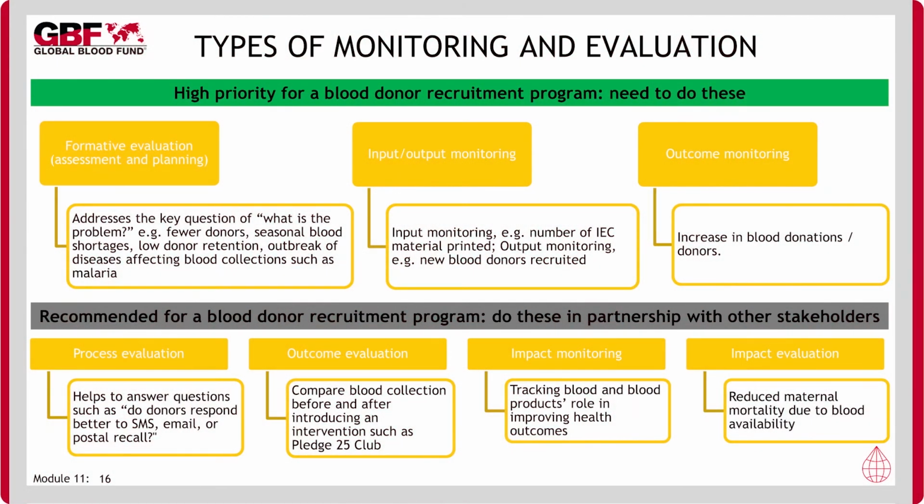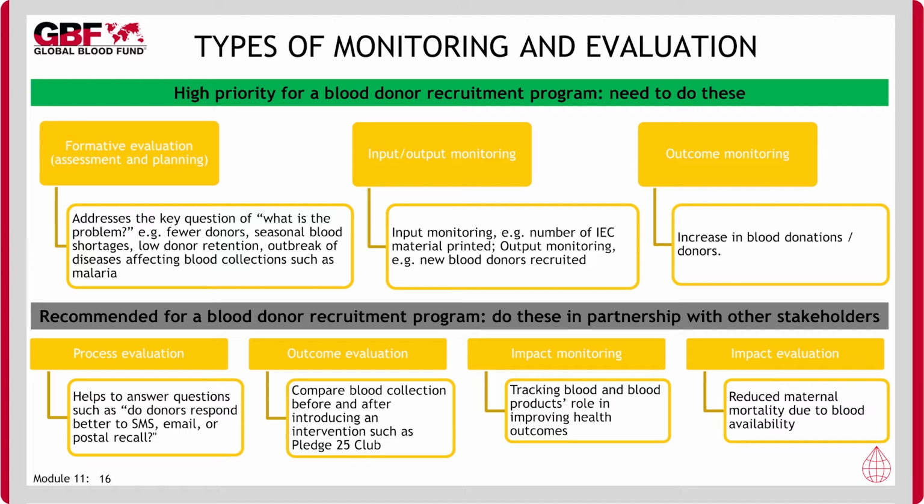There are different types of M&E activities that can be undertaken for a blood donor recruitment program, and we highlight these here. The formative evaluation is the assessment and planning. The objective here is to collect the information and data needed to plan the blood donor program and initiatives. The data at this stage may describe the needs of the stakeholders, such as blood donors, staff, patients, funders, and regulators. It is imperative that these formative evaluations are undertaken as they inform an evidence-based planning process. This involves answering the key question: what is the problem?